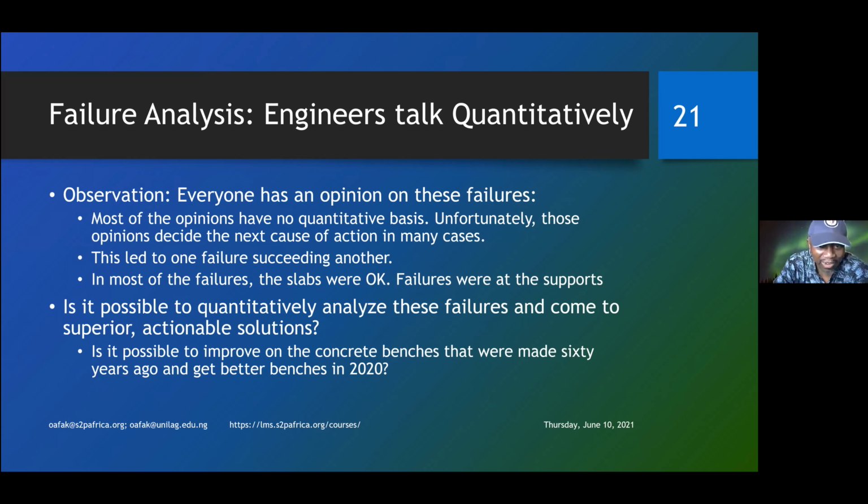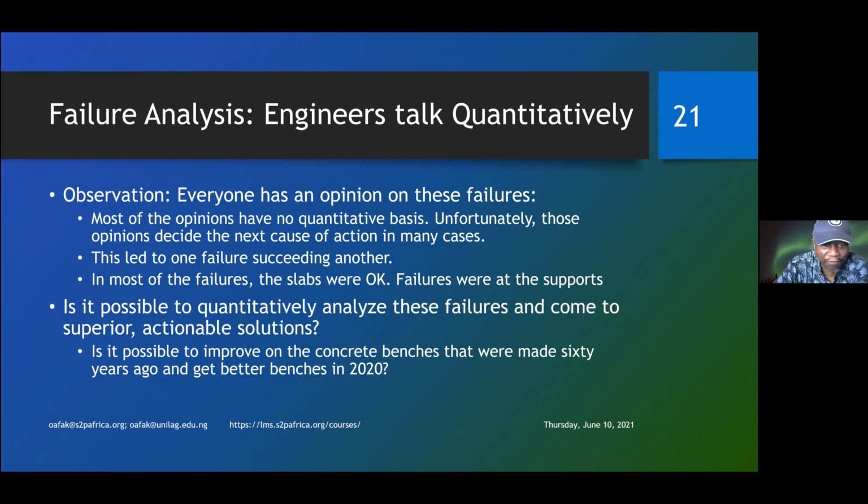So one failure can succeed another. Whether you have your certificate or you are an engineer doesn't mean you will not take bad decisions. What will decide whether you take a good decision or a bad decision is whether you are thinking quantitatively and practicing engineering in a quantitative way. If you don't, you are going to be taking as bad decisions as the society is taking. So this is what led to one failure succeeding another.